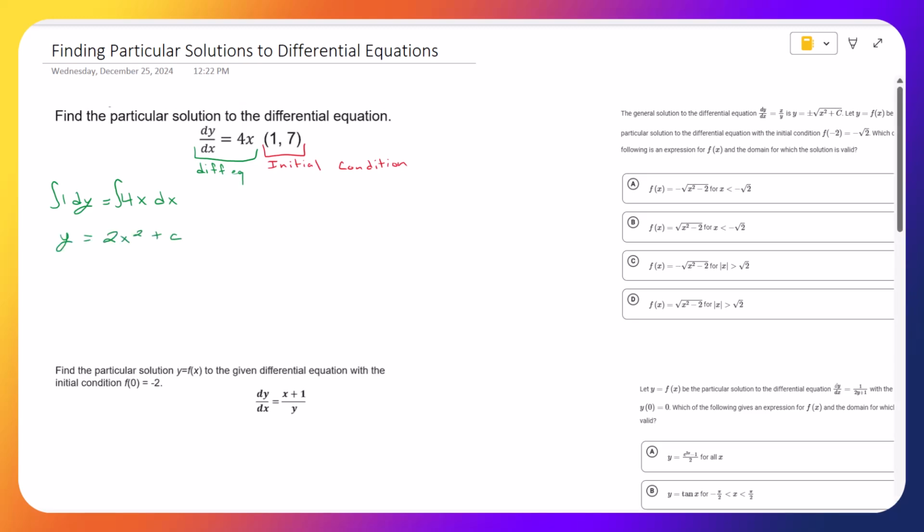And this is already solved for y, so let's just plug in our initial condition. Since we have a y and we have an x, we can find our c. So if I plug in my initial condition, 7 for y equals 2 times 1 squared plus c. 1 squared is 1, times 2 is 2, subtract 2 from both sides. We get 5 equals c.